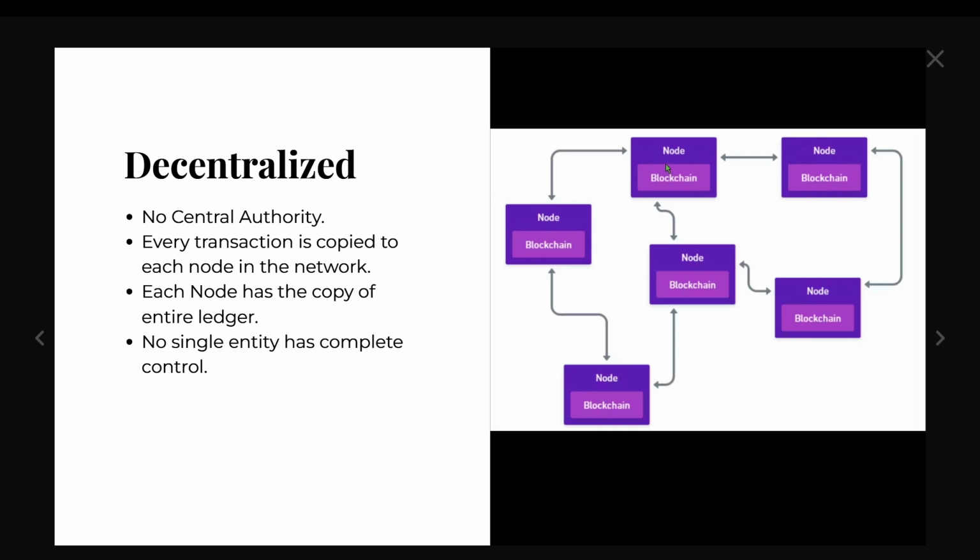So what are its neighbor nodes? This node, and this node. Whatever transaction you made now will be recorded on this node, and the same transaction will be copied onto the ledgers of its neighbor nodes as well, and it goes on. So whatever transaction happens, it will be copied to all the ledgers which are present in the network.